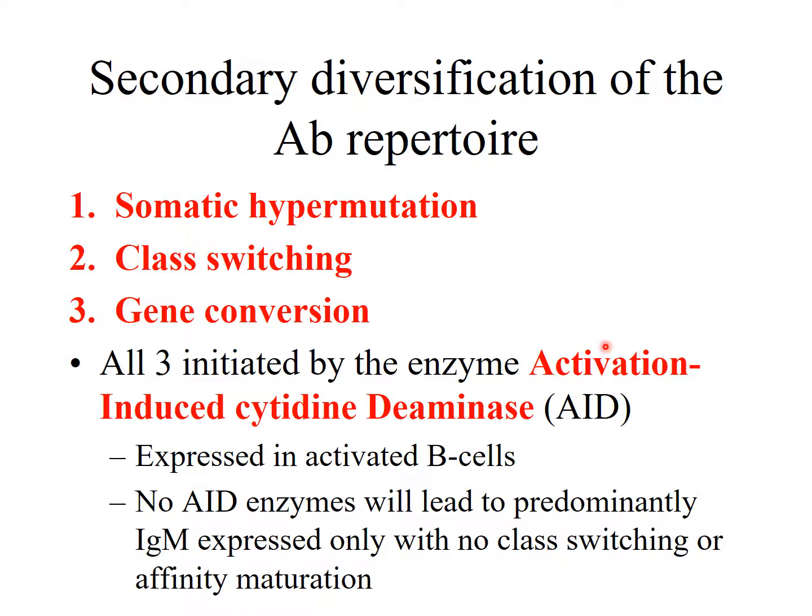All of these are going to be using an enzyme known as activation-induced cytidine deaminase, or AID. Notice, all 3 initiated by the enzyme. Activation-induced. This means that a mature, naive B cell, once it gets induced, is going to go from naive to a plasma cell. It's going to start making more antibodies. So it has to be activated.